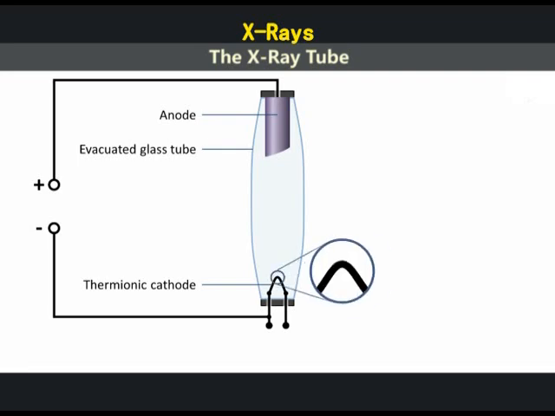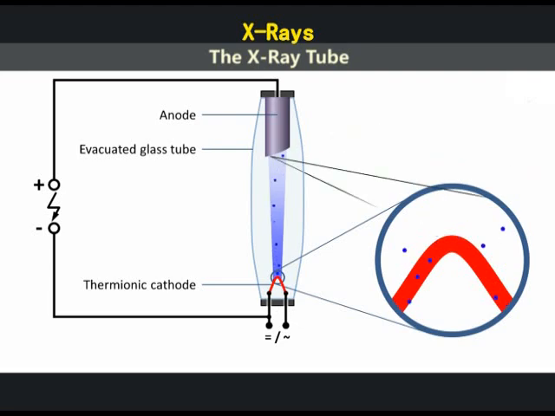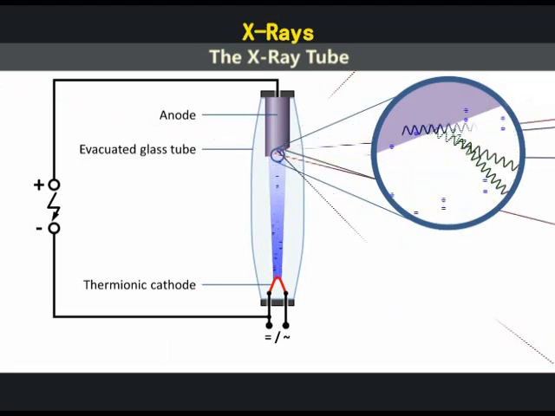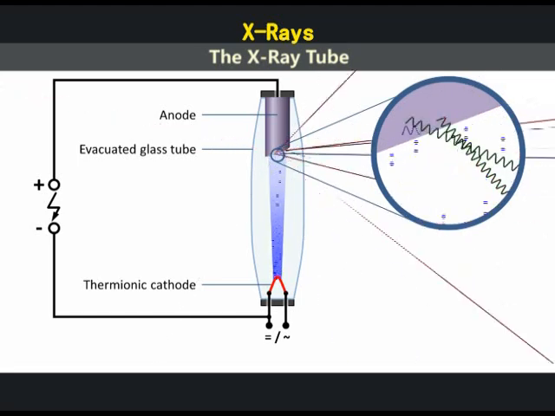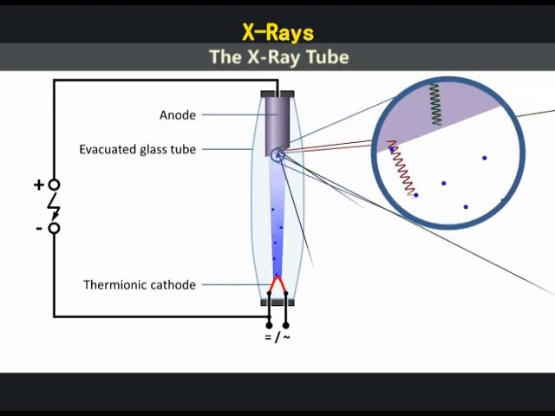The cathode is heated by an electric current, causing thermionic emission of electrons from the tungsten surface. When the high voltage is switched on, the electrons are accelerated towards the anode target. When they hit the target, some of their kinetic energy is converted to X-rays, but much of it is converted to heat, which has to be dissipated by cooling.